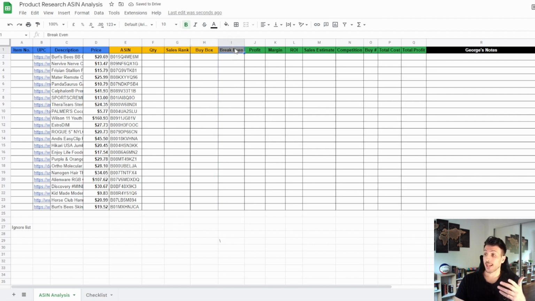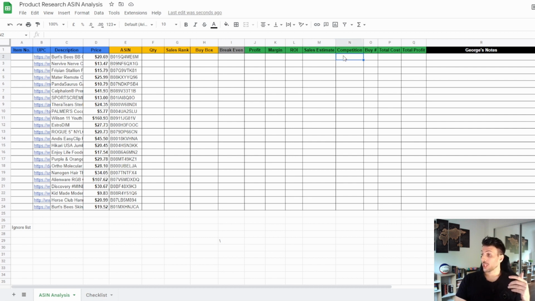We're going to add the buy box price, the current buy box as it is right now. We're going to then have to calculate the break even. What is our break even? After that, we're going to obviously calculate the profit, the margin, the ROI. We're going to get the sales estimate. We're going to use Jungle Scout to get the sales estimate. Obviously, if you have Seller Amp, I think it does it by itself.